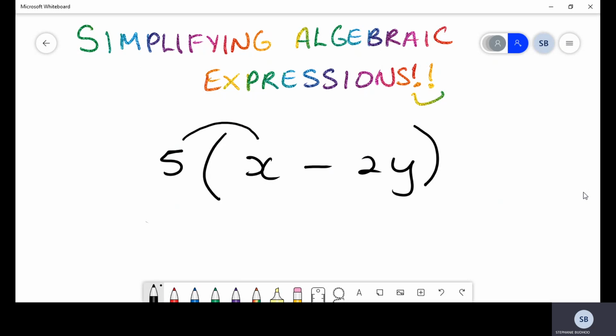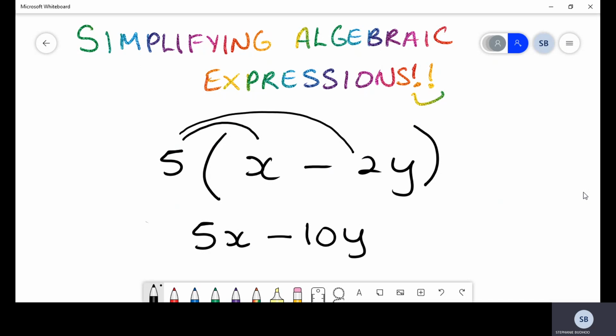Brackets means to multiply. So 5 times x gives us 5x, and 5 multiplied by negative 2y will give us negative 10y. And that's it. We have a subtraction sign between those two terms, and they are not like terms, so we cannot do anything further. So that's our final answer.